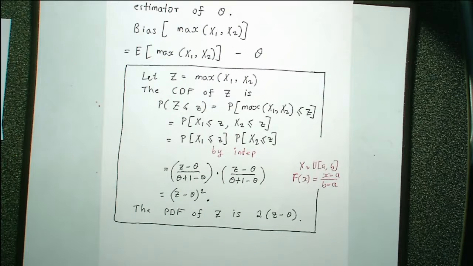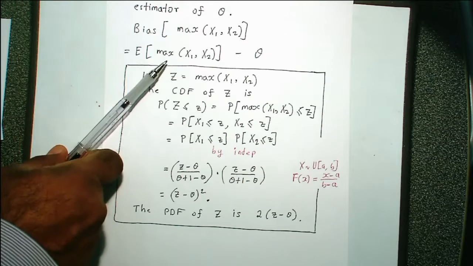So you see what I've done. I have computed the CDF of Z, which turns out to be Z minus theta squared. Now the PDF is just the derivative of the CDF. So if you differentiate this with respect to Z, you will get 2 times Z minus theta. Right? Okay. Now why do we need the PDF? Why do we need the PDF? In order to do the integration, right?